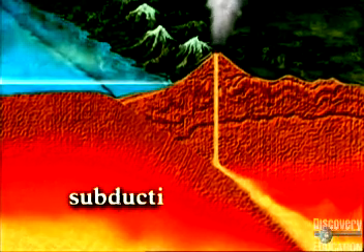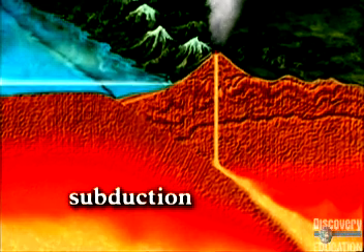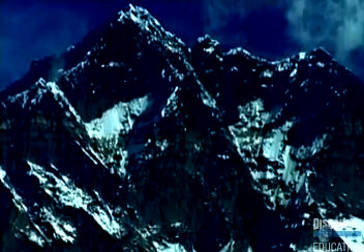At convergent or colliding boundaries, one plate generally is forced under the other. This is called subduction. Occasionally, plates crumple, and the folded crust is forced upward. The most striking example of this is the formation of the Himalaya.